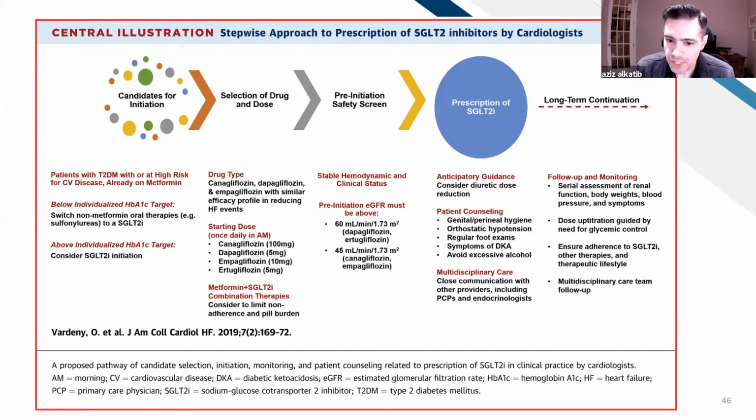You want to counsel the patient on the risk of genital mycotic infections and what to look out for, and be aware of the potential for fluid loss. Anytime there are issues, you're encouraged to communicate with the primary care and diabetes specialists as needed. And finally, just continue with your routine serial assessments.